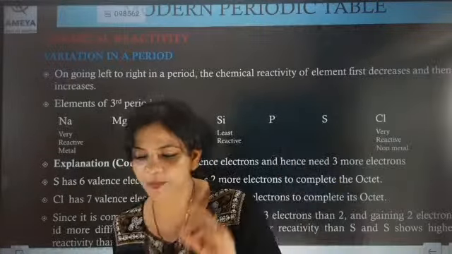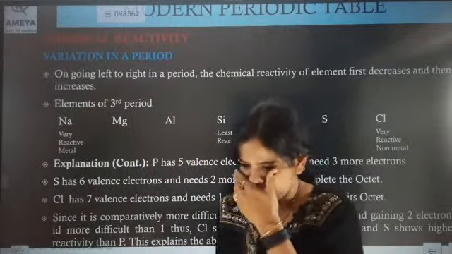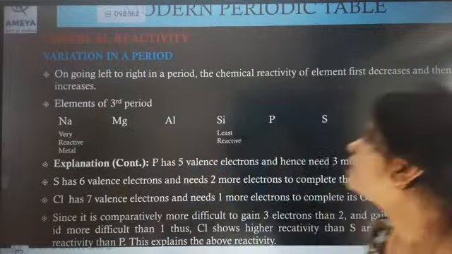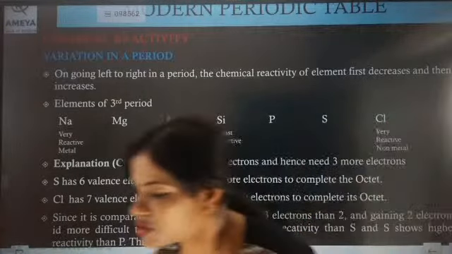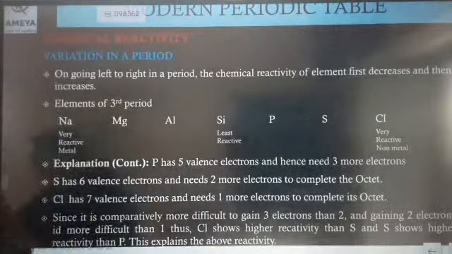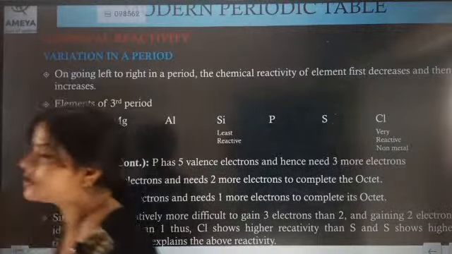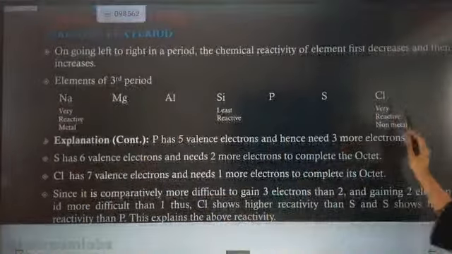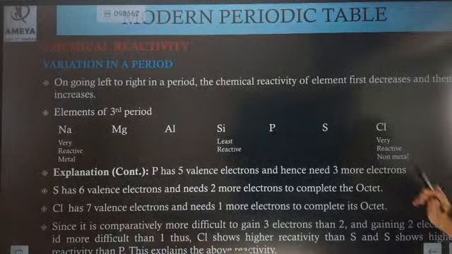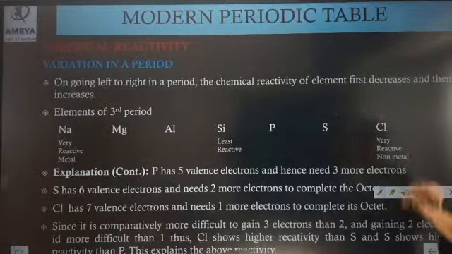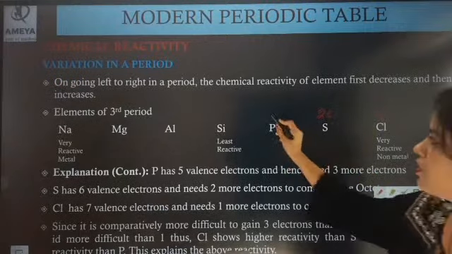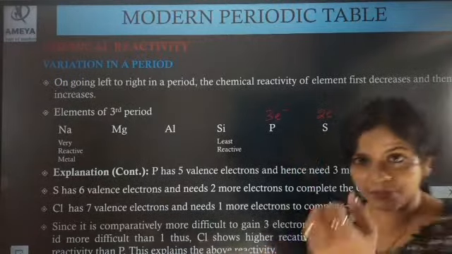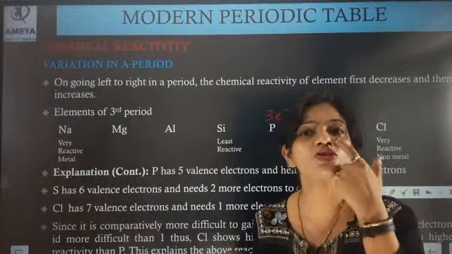So last part, beta, I am going to explain one more time. Last time, I am repeating this point: chlorine has to accept only 1 electron. Sulfur has to accept 2 electrons. Phosphorus has to accept 3 electrons to complete its octet.